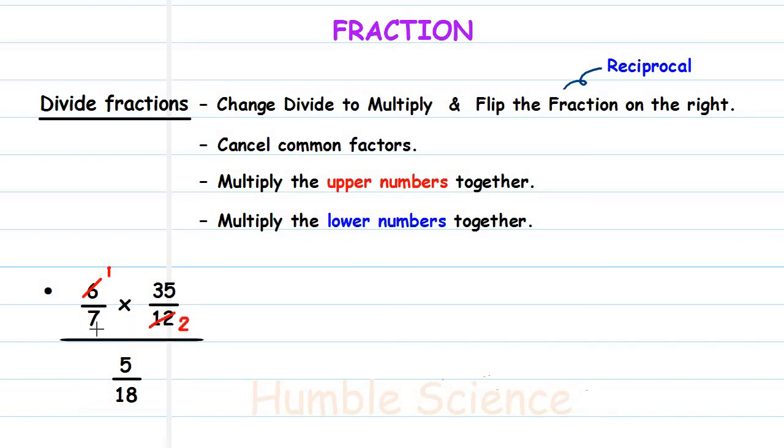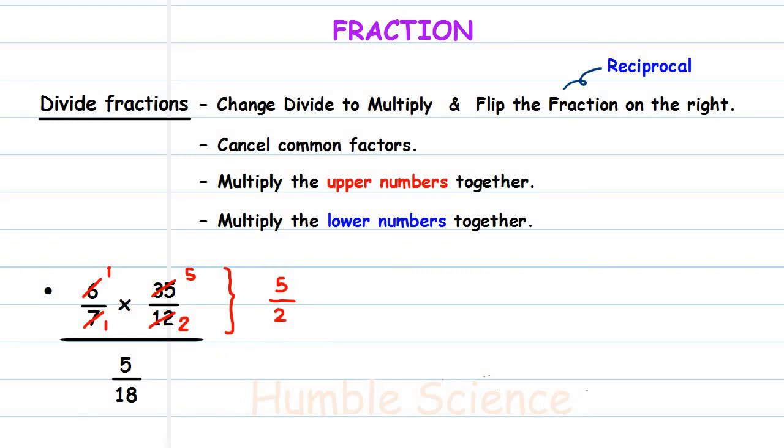And for the lower number 7 and upper number 35, they share a common factor, which is 7. So 7 divided by 7 is 1. 35 divided by 7 is 5. Now we can multiply the upper numbers together. 1 times 5 will give us 5. And for the lower numbers, 1 times 2 is 2.